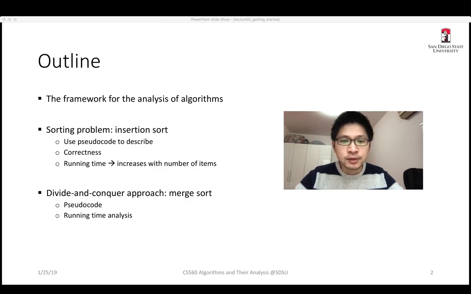Hello everybody, welcome back to the second part of Lecture 2. Today we will introduce an alternative sorting algorithm, merge sort. Merge sort uses a divide and conquer approach, which is a very commonly used approach for the design of a lot of algorithms, as we will introduce in future lectures. Today we will see the pseudocode implementation of merge sort, analyze its running time, and then compare it with the insertion sort algorithm that we covered on Tuesday.